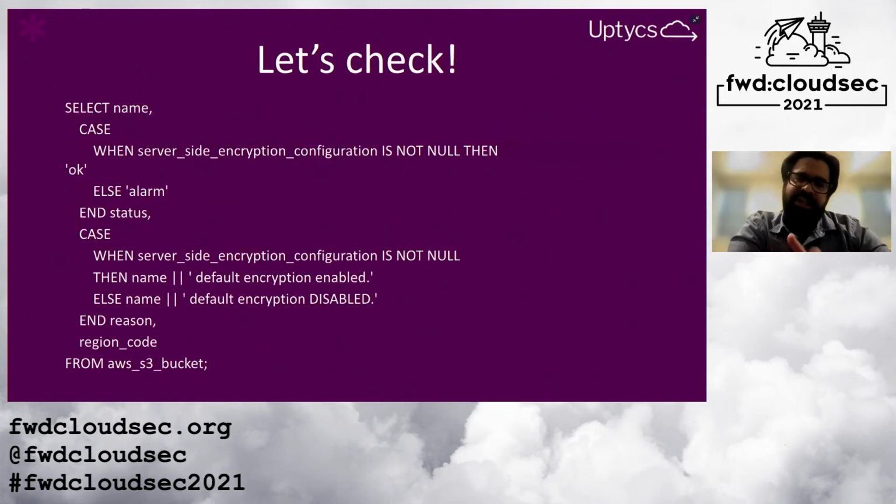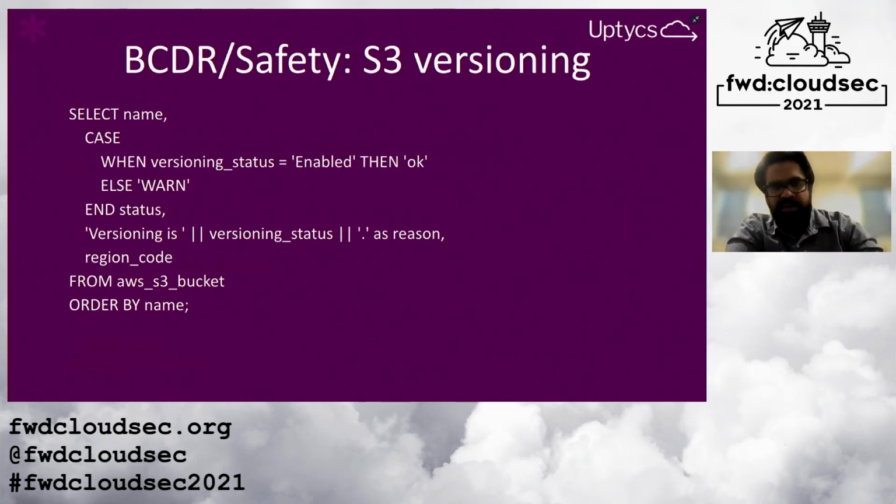So let's take an example. In this case, what we are checking is if the data is encrypted at rest, so basically server-side encryption. We are looking for: select, when the server-side encryption is not null, then okay, all is good, the data is encrypted, else alarm. So it's as simple as running this check across your S3 buckets just to see if the data is encrypted at rest or not.